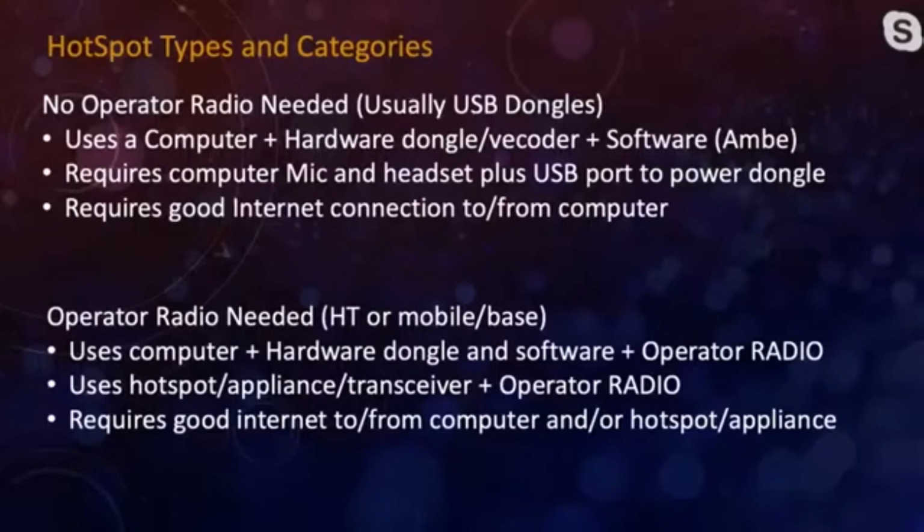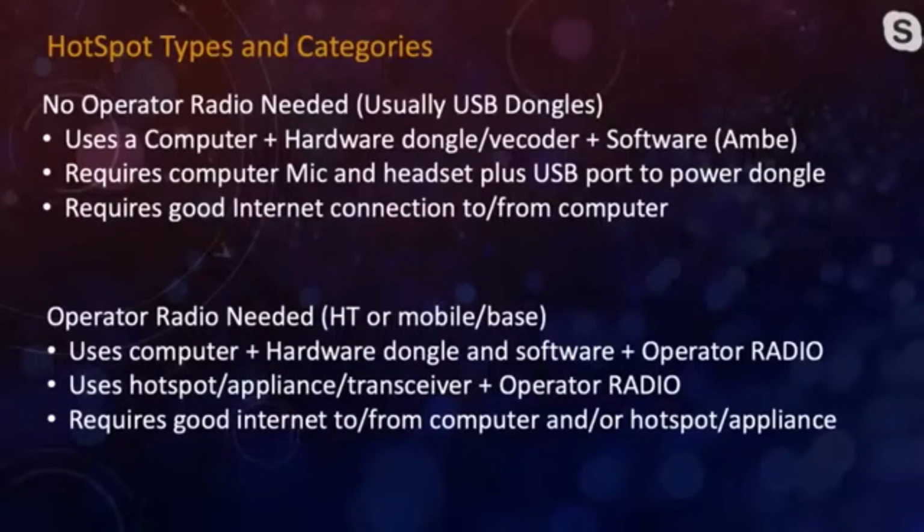The hotspot types and categories. No operator radio needed, usually a USB dongle. Here, this is a different mode. Uses a computer, hardware dongle, recorder plus software, that is AMBE software. Requires a computer, mic, and a headset plus a USB port to power the dongle. Requires a good internet connection to and from the computer. So this is without a radio. Using a sound card, you can do this. In the previous one, I told you that was not suitable for that. Here, we have a system. I'll discuss it on my next slide.